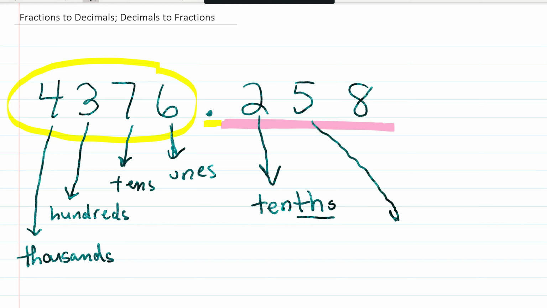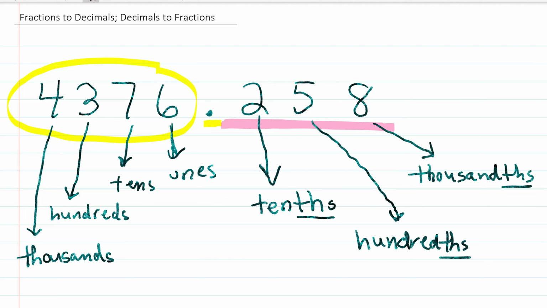And then they go to hundredths, and then after that, they go to thousandths. So to the right of the decimal point it doesn't have a ones place, it starts with tenths and then hundredths and then thousandths. So the 2 is in the tenths place, the 5 is in the hundredths place, and the 8 is in the thousandths place.